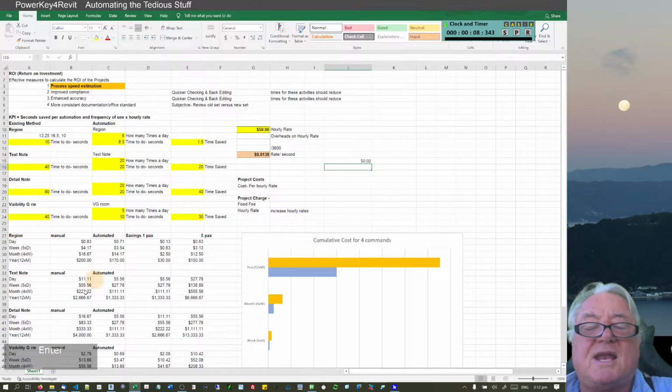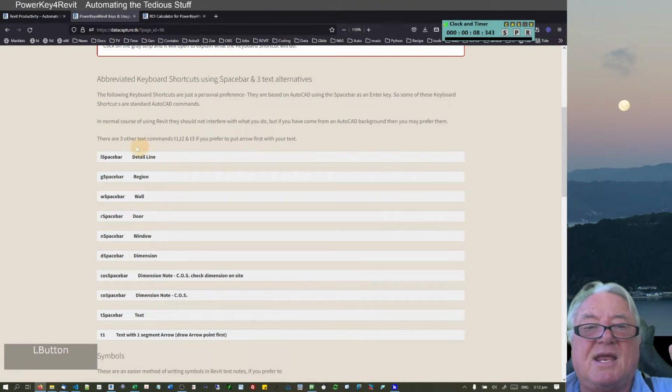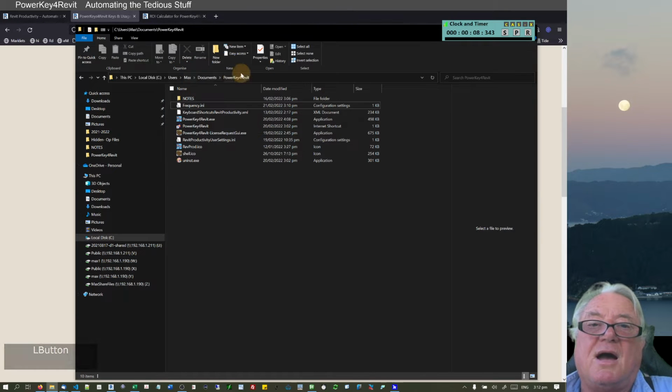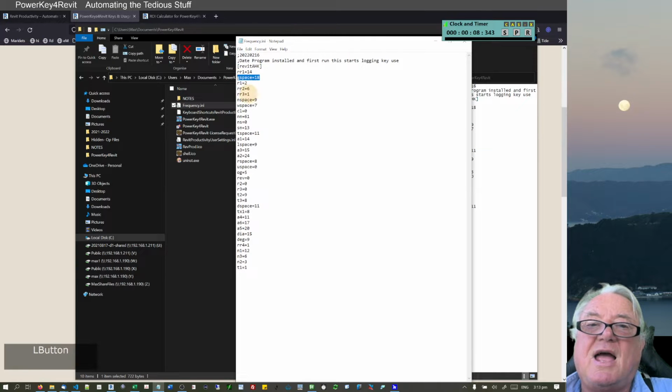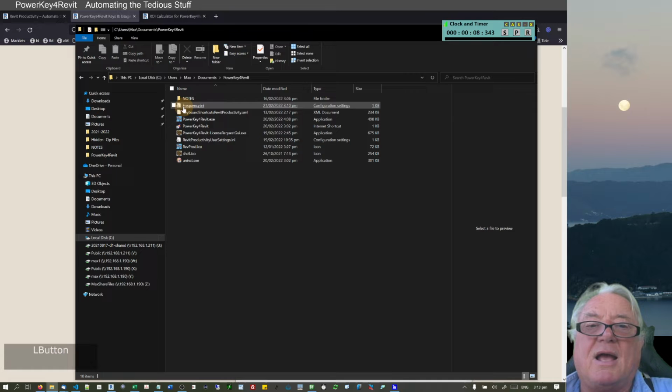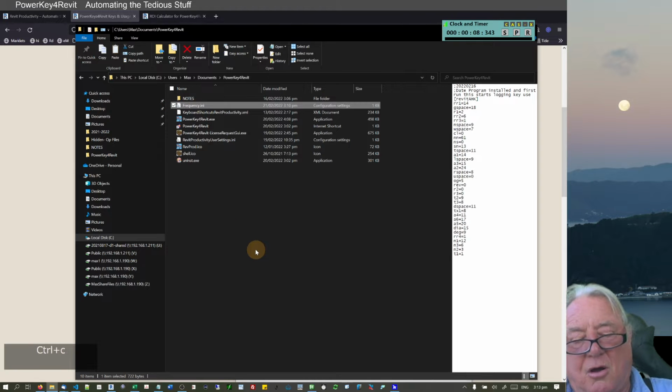Well, when I set up the program, one of the things that I did is that every time you use any one of these commands, there is a little file inside the power keys folder, which is stored in your documents directory, called Frequency.ini. Now, if we click on that file, you'll see that it tells you how many times you've done that command. So what we can actually do is copy it, Control C.